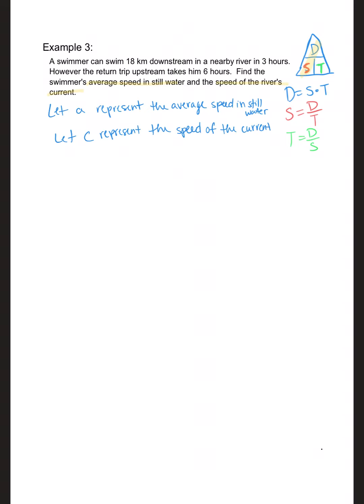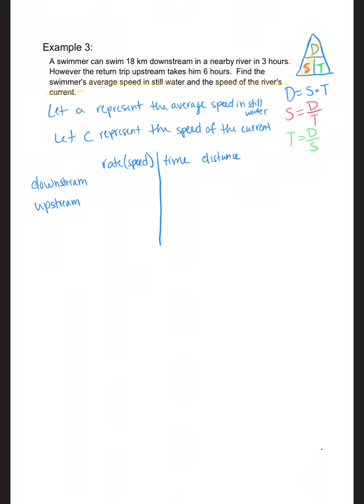Okay, so some things to think through logically here. We're going to set up our table. We have two paths that the swimmer is taking: they're going downstream first, and then the return trip upstream. We're going to set up our columns using the distance, speed, and time equation. So the rate, or again in this case just speed, times the time it takes is going to equal our distance.